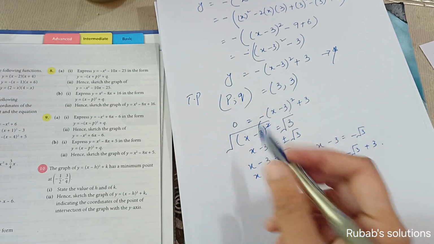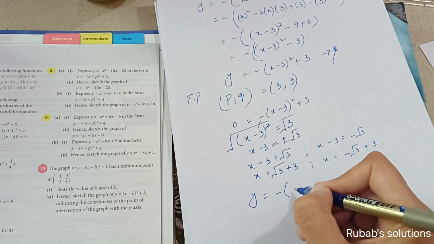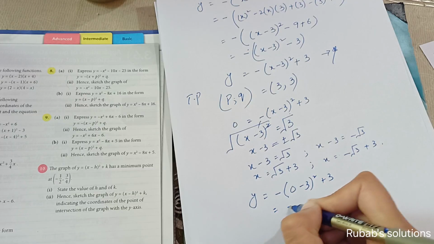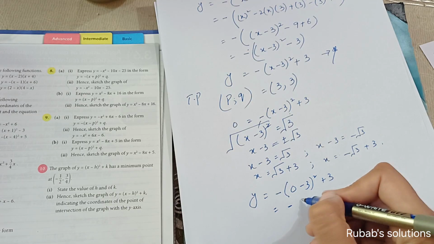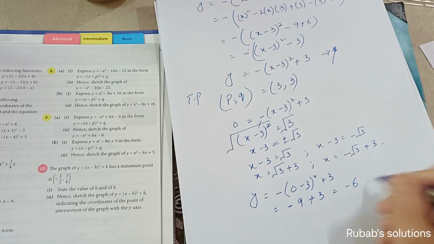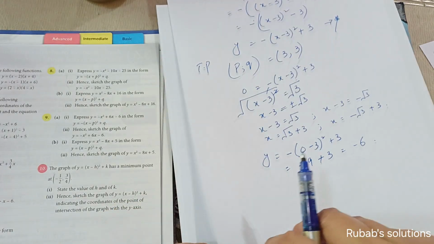For y coordinate, put x is equal to 0. It will become -(0 minus 3) whole square plus 3. It is minus 3 square is 9 plus 3. So minus 6. So these are your coordinates. With the help of that, we can sketch the graph easily.